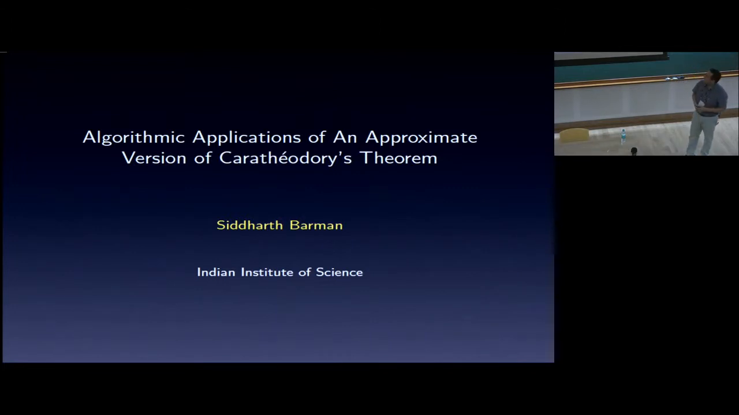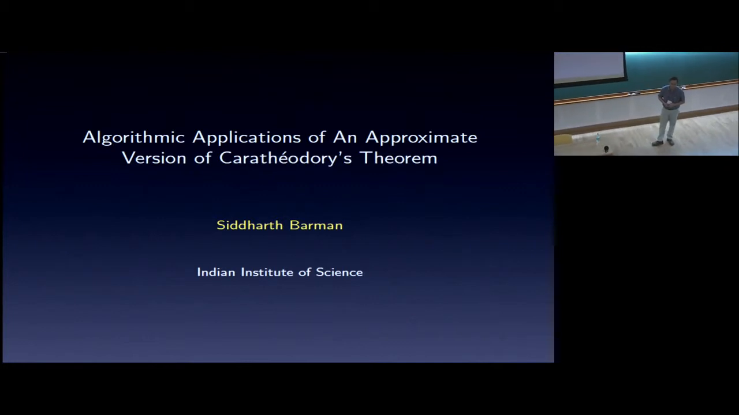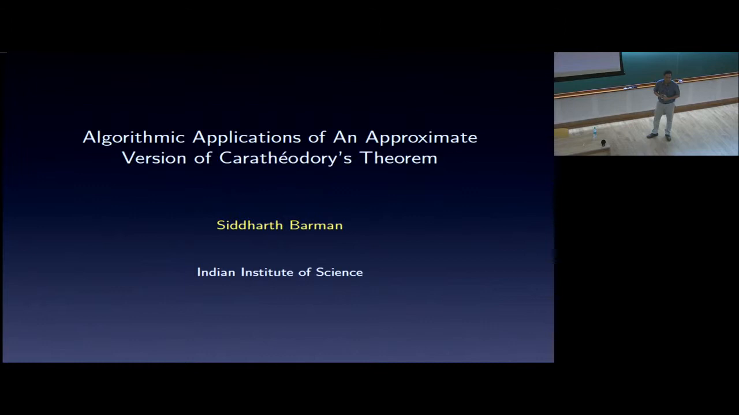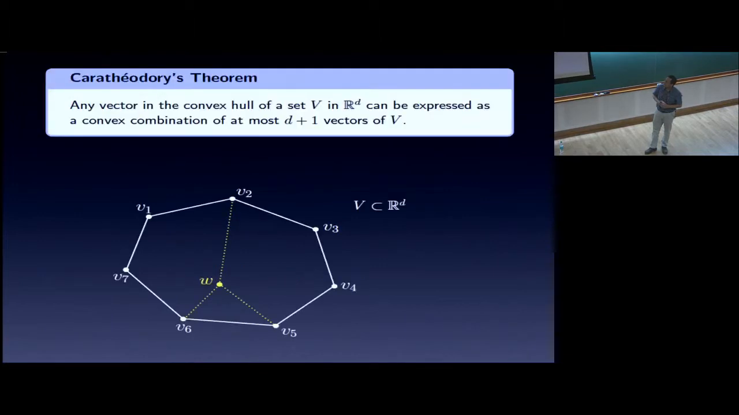What I'll talk about today is an approximate version of a very classical result in convex geometry. It's almost a 100-year-old theorem by Caratheodory, and the emphasis of the talk will be on algorithmic applications of this approximate version. I'll show how this new approximate version leads to very novel algorithmic ideas, very novel algorithms, for some very natural and well-studied problems. So let me start by recalling the classic.